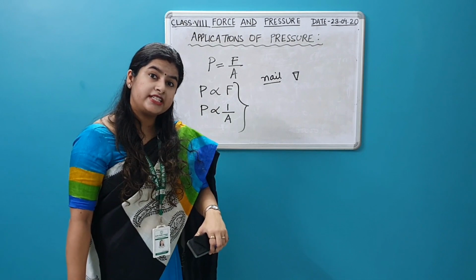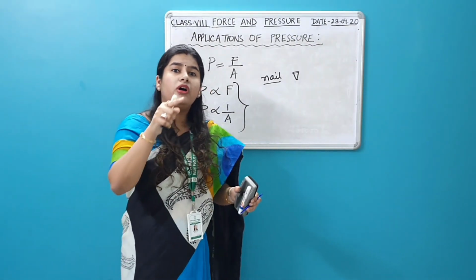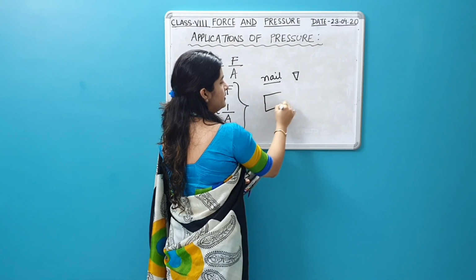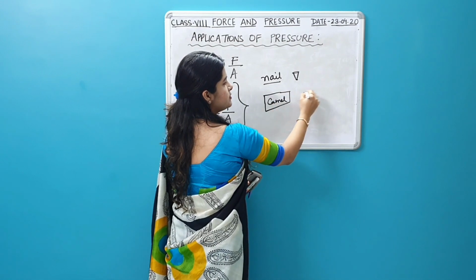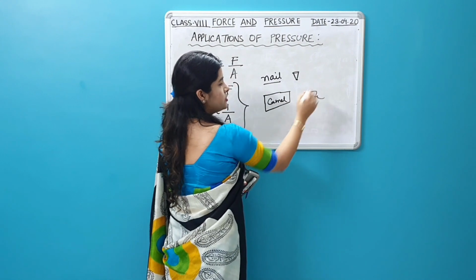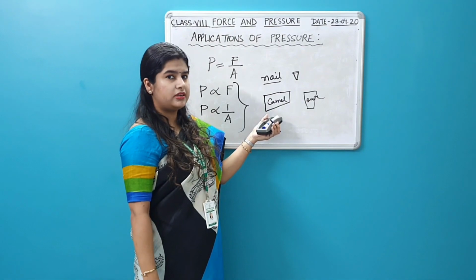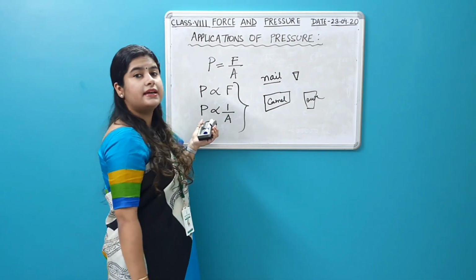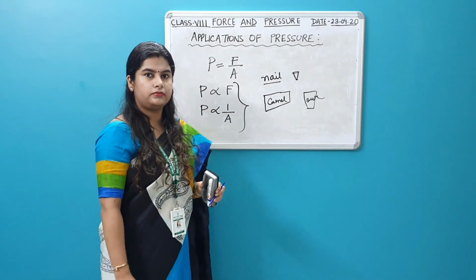Think about our feet as compared to the camel's feet. Our feet is quite what? Smaller. If this is the feet of a camel, quite broad, and this is our feet, isn't it? So compared to our feet, the camel's feet is quite broader. So as a result, the area is also more. More the area, lesser will be the pressure. Effect of force will also be less.